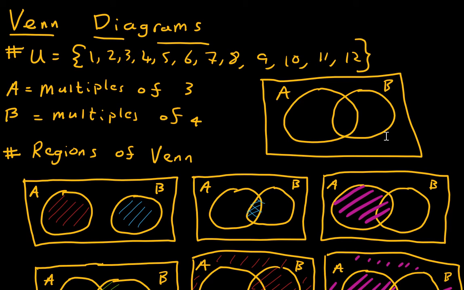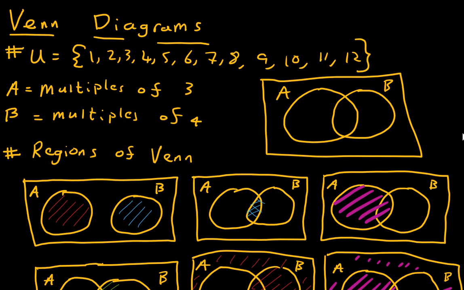This is a video introducing Venn diagrams. I just want to start with an example. A Venn diagram is a method for representing information, usually data, not always.